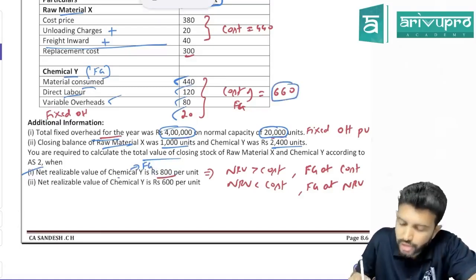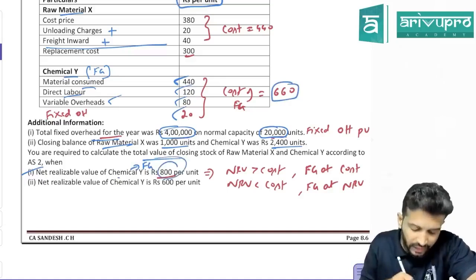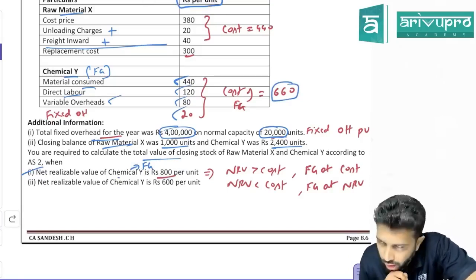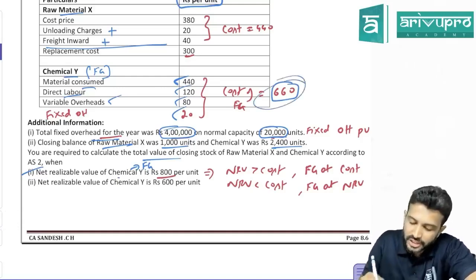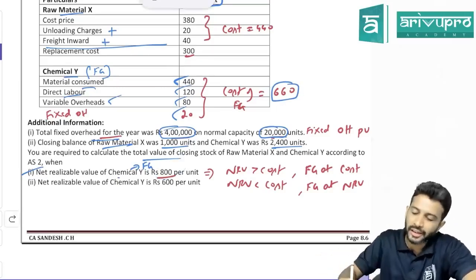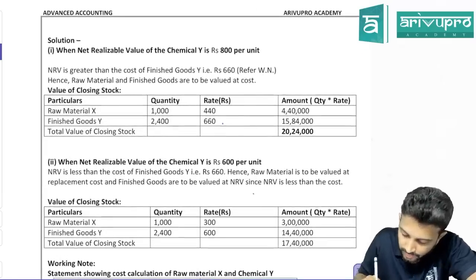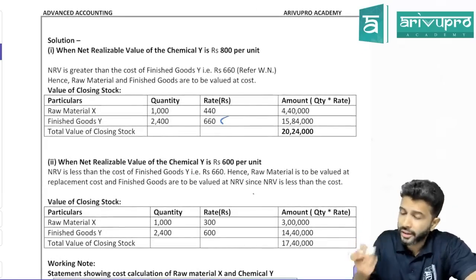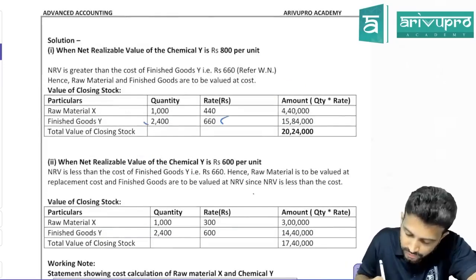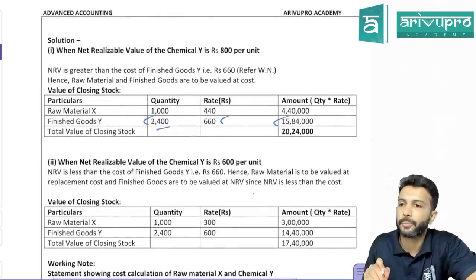What is the cost of finished goods? 660. NRV is 800. So that means you will value your finished goods at what value? 660 or 800, whichever is lower. Which is lower? Since the cost is lower, you will value it at 660 itself. Yes, sir. 1 unit will be valued at 660. How many units of finished goods we have? 2400. For 1 unit, 660. 2400, how much? This much value.